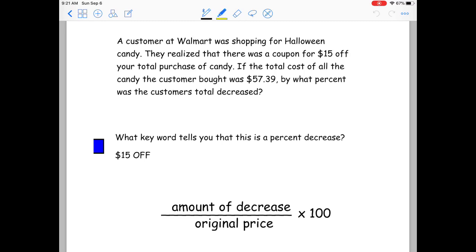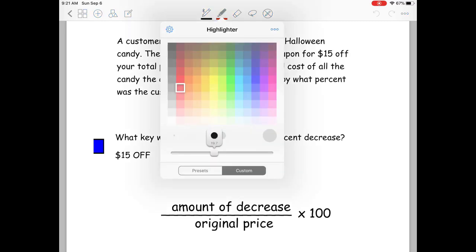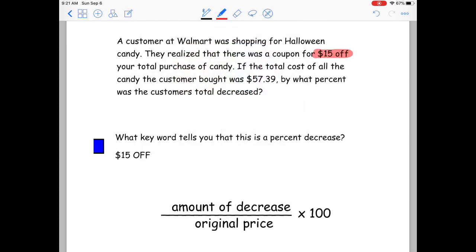So, how do I know that this is a percent decrease? Well, in the word problem, it said $15 off. So $15 off would be my key telling me, okay, this is going to be a percent decrease. And then it said by what percent was the customer's total decrease. So it's not always going to say percent decrease. It might say a decrease and a percent, but they might not be next to each other. So you kind of have to figure that out for yourself.